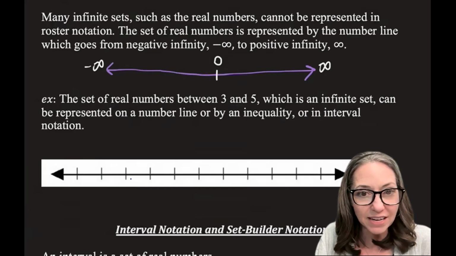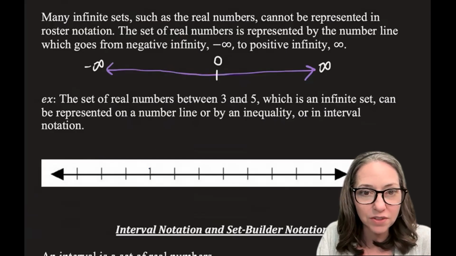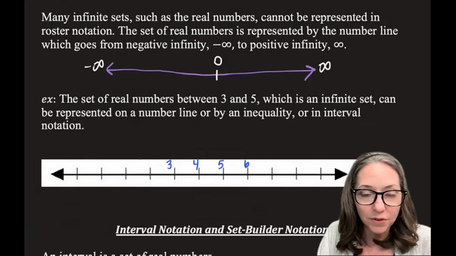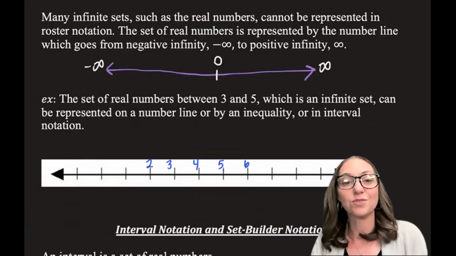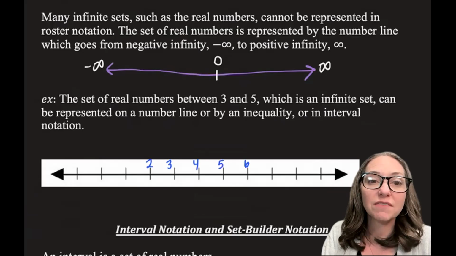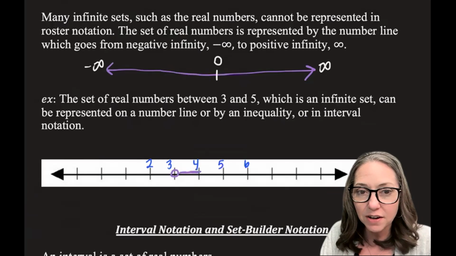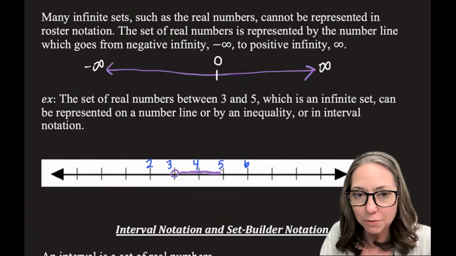So here's a blank number line. What we're going to do is call this right here 3. We'll call that little mark 4, and we'll call that 5. And of course, beyond that would be 2 and 6, and so on out in each direction. So the set of numbers between 3 and 5, that would mean not including 3 or 5. We're going to put an open circle there. We're going to shade in all the numbers in between 3 and 5.